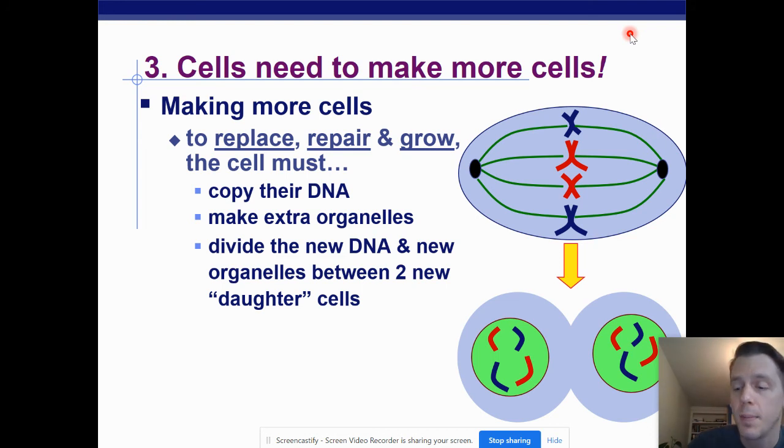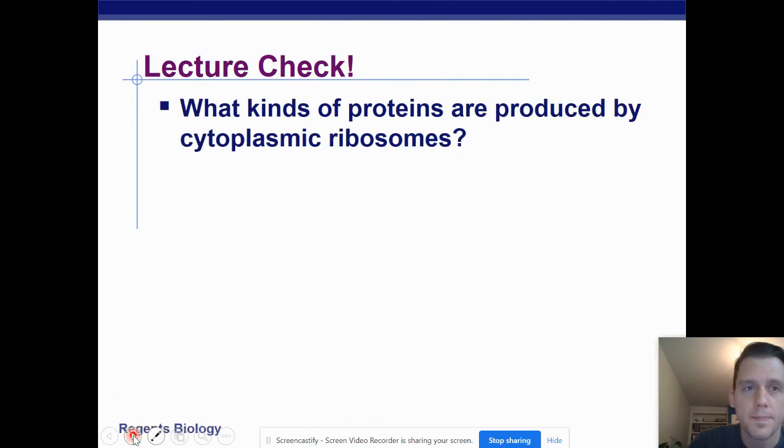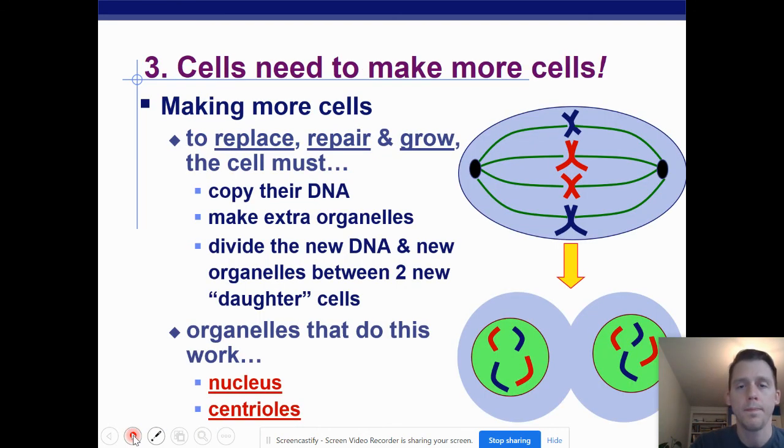We have two cells coming from one. The organelles that do that work are the nucleus and centrioles. And we'll get to this more later. Here are the centrioles. The centrioles are helping to divide everything in half. All right, so there's that.